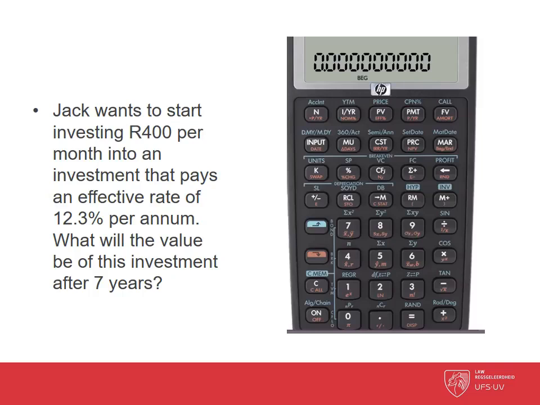I know that I'm going to make 400 Rand payments every month for 7 years. So you can see here that Jack's payments will be 400 negative payments at an 11.66% interest rate for 7 years. And remember, second function, that makes it 84 months. And I want to know what the future value of this specific investment will be. And you can see it will be 52,082 Rand and 44 cents.